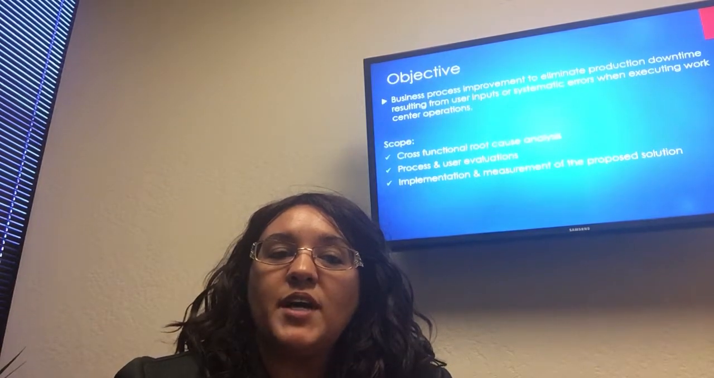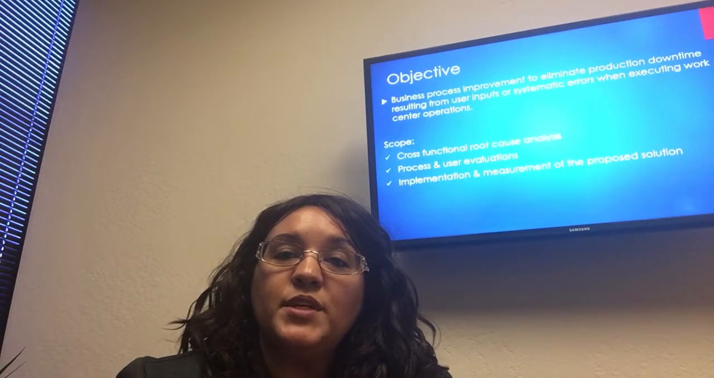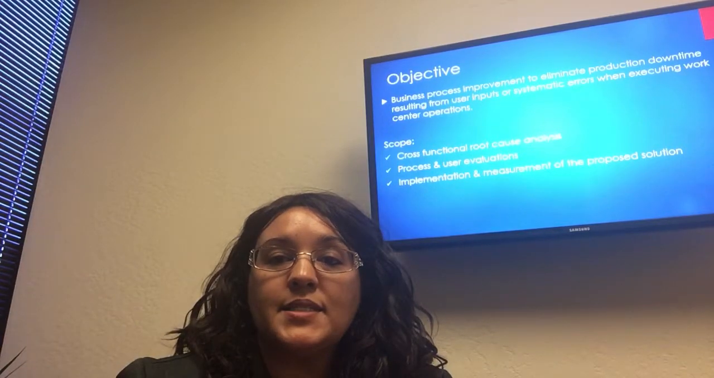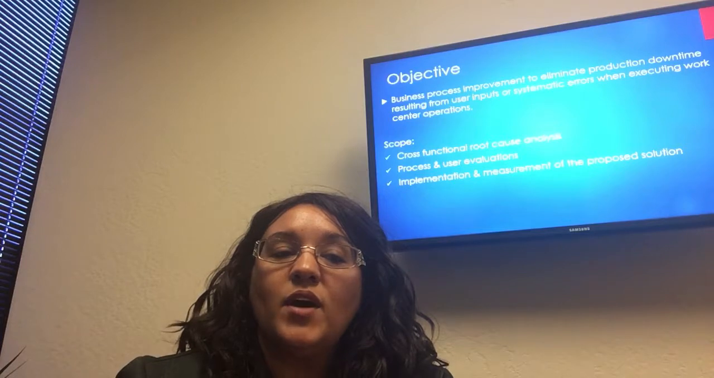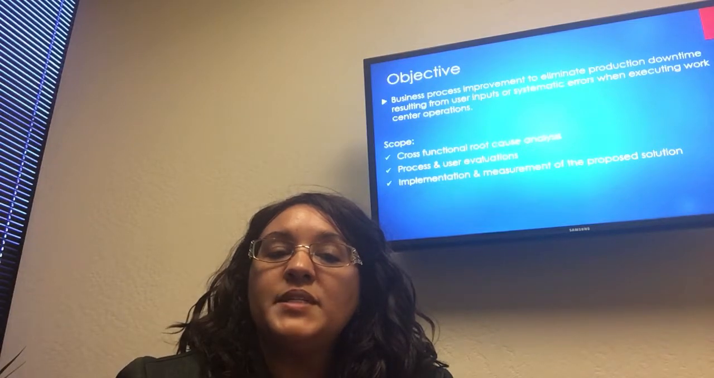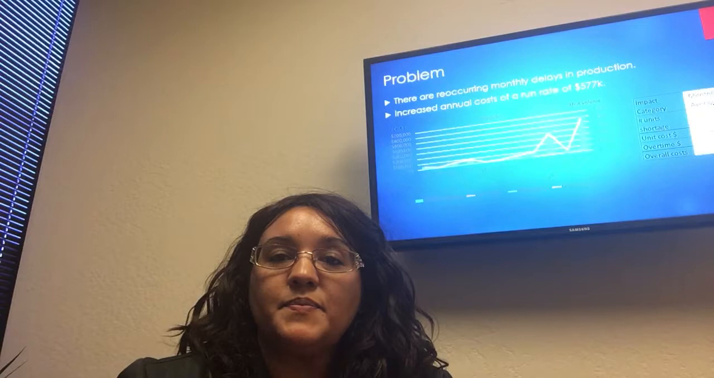The objective of this project is a business process improvement to eliminate the production downtime that's occurring as a result of user inputs or systematic errors when they're executing work center operations. The scope of this project is focused on cross-functional root cause analysis, process and user evaluations, implementation and measurement of the proposed plan that we have for this project.